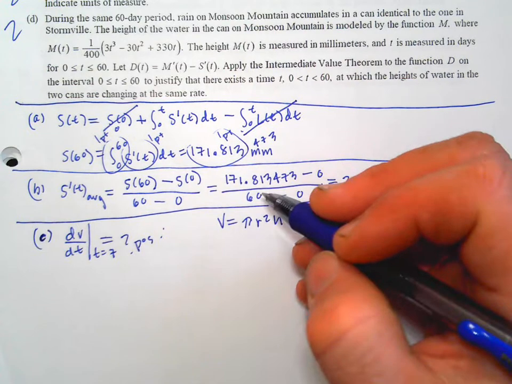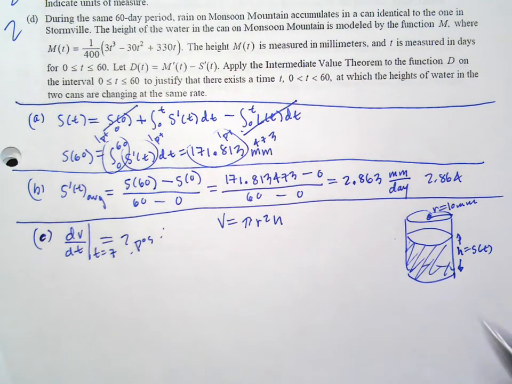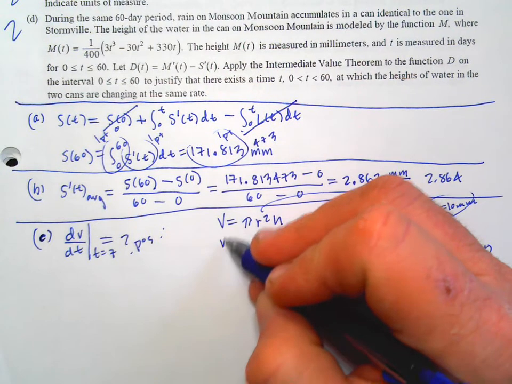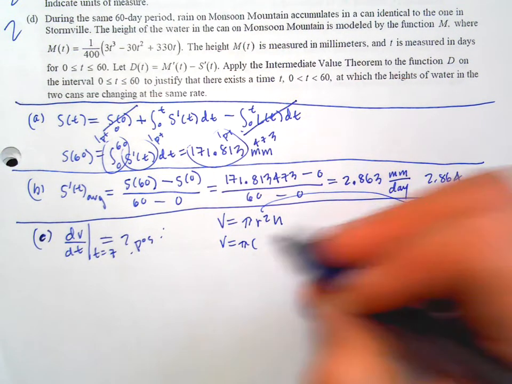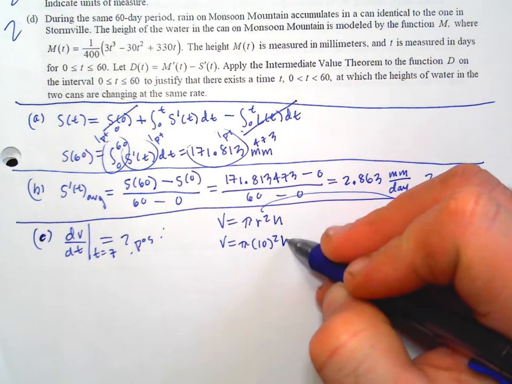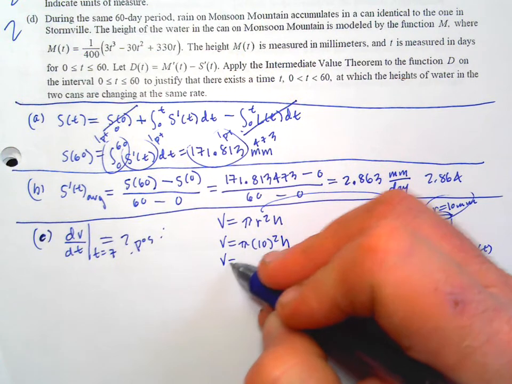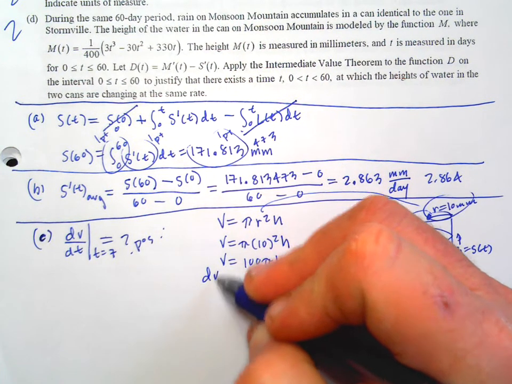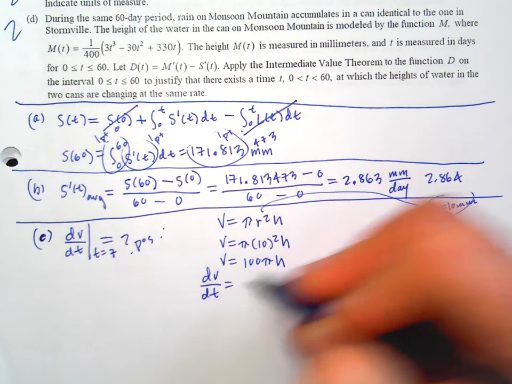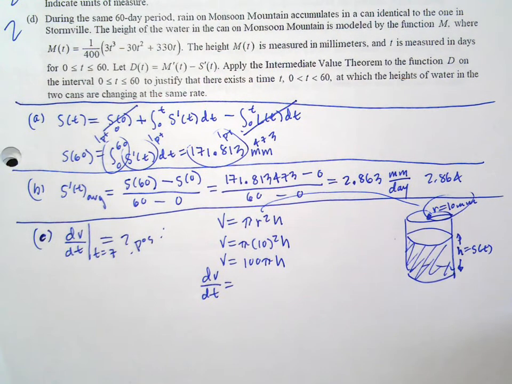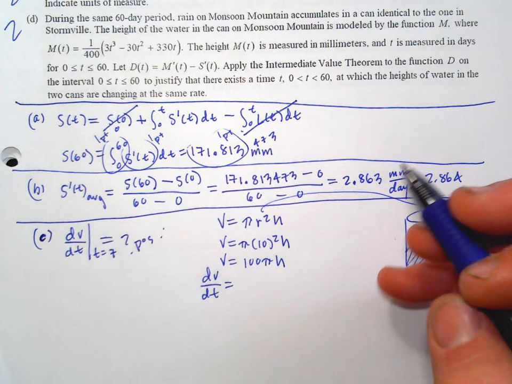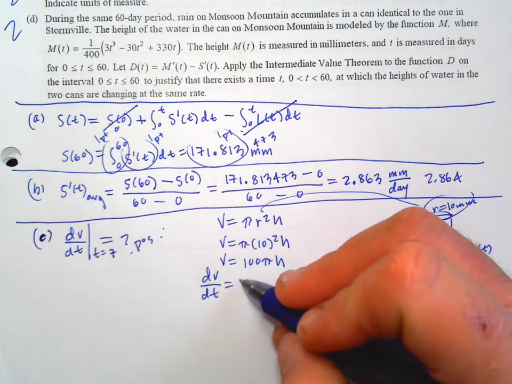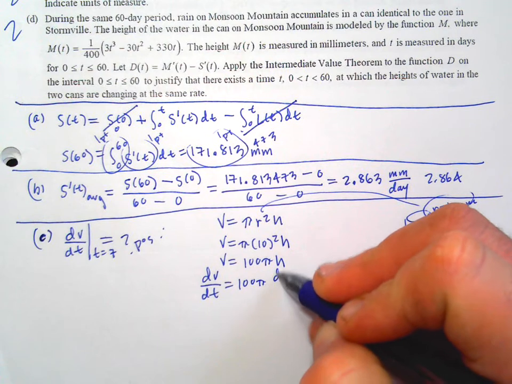So if we want to do dV/dt, now here's the deal. Before we take the derivative, we have a constant radius, so that would be helpful to plug in ahead of time because it's not changing. So the volume actually equals 100 pi h. And then when you take the derivative, you don't have to deal with the product rule and a bunch of mess. That would eventually work out also. You would just have to plug in dH/dt at 0 at some point. So this is going to be 100 pi dH/dt.